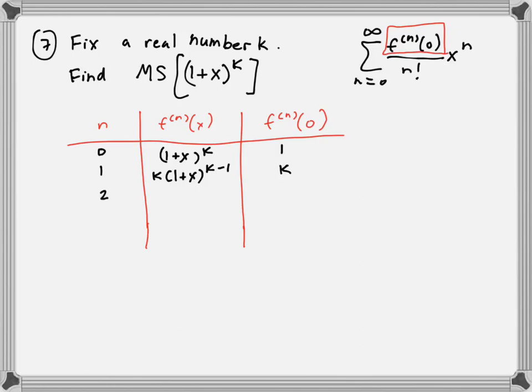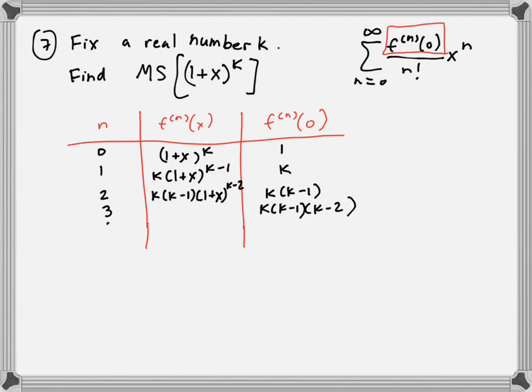How about the next one? If we take another derivative, we get k times (k minus 1) times (1 plus x) to the k minus 2. If we plug in x equals 0, we get k times (k minus 1). I'm hoping we can see the pattern here. The third one is going to be k times (k minus 1) times (k minus 2). What we're doing is just going down that many terms from k.